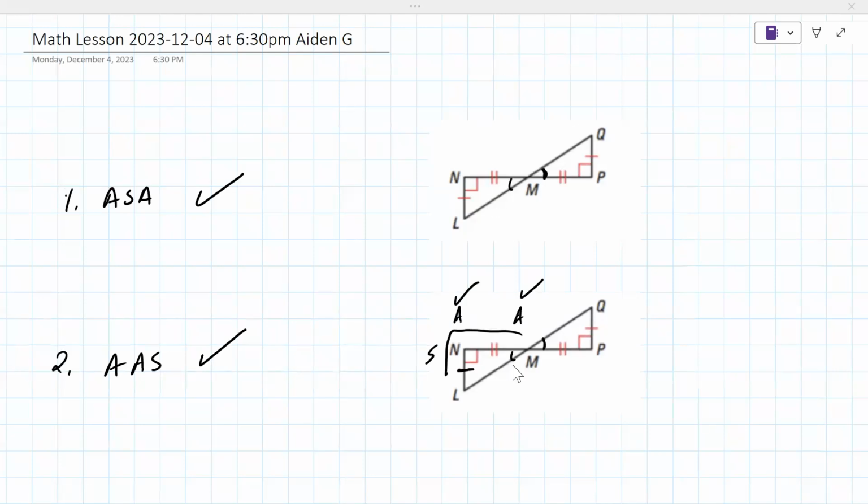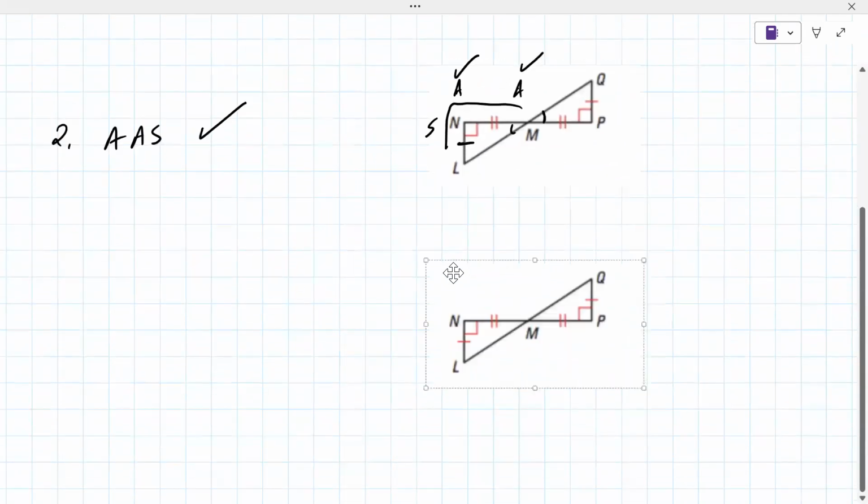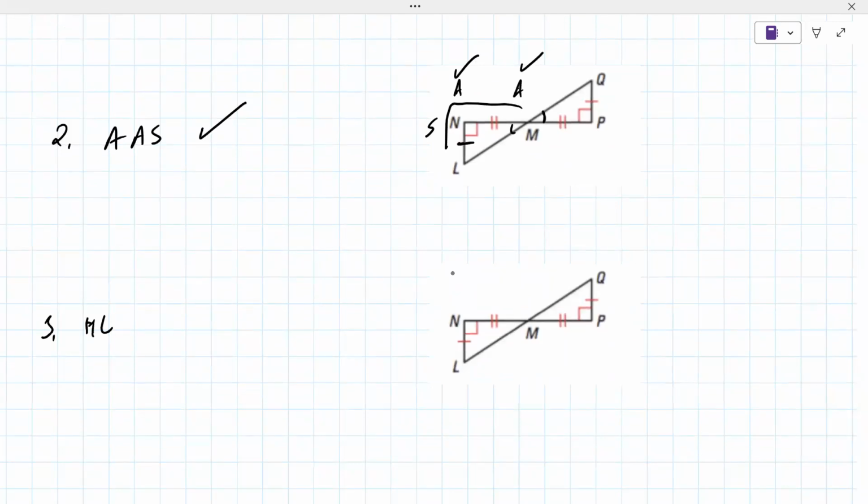Okay, let's go to the next one here, which is hypotenuse leg. So it's pretty simple. You have to have the hypotenuses congruent. They can't just look congruent. They actually have to be congruent. Are the hypotenuses congruent? Is LM congruent to MQ? No. Even though they might look it, the answer is no.